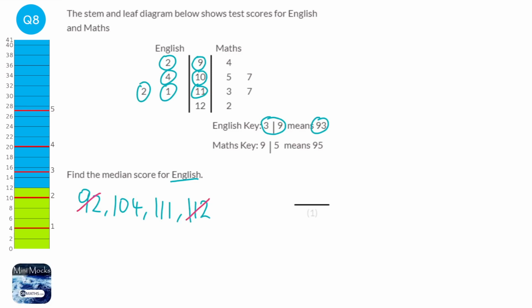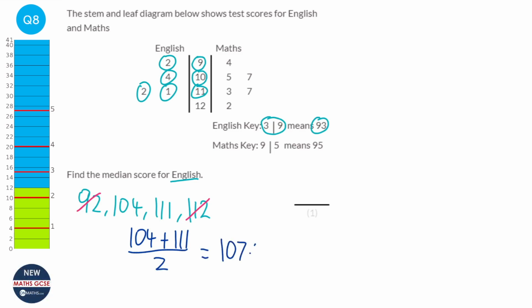Here we're left with 2. So what we're going to do is just add the 104 to the 111, and divide that by 2. When we do that, we get 107.5. So our answer is 107.5.